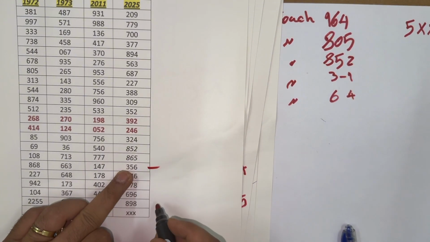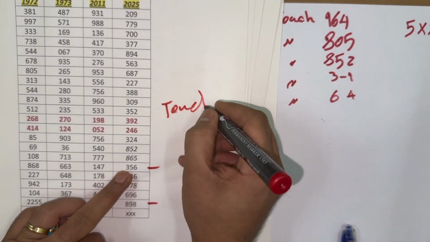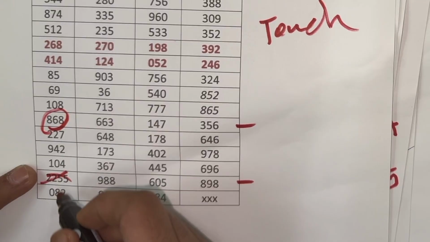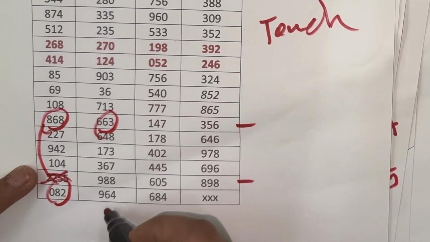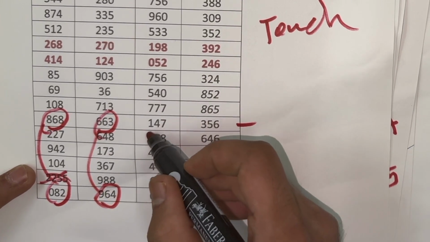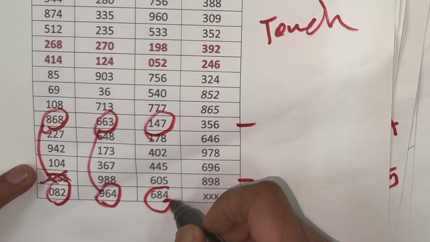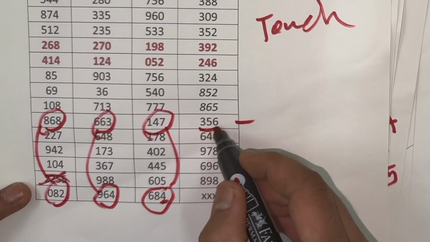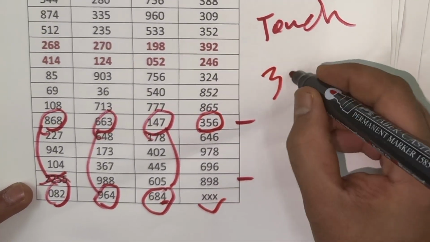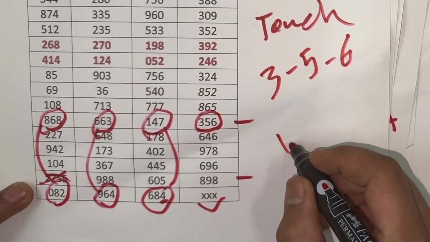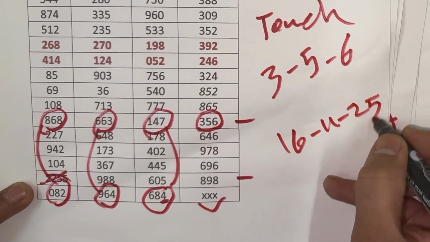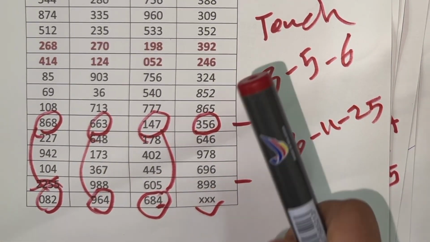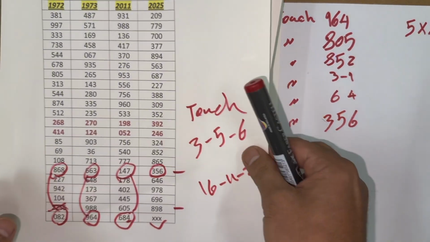So we have 2 lines of touch here. Here we have, sorry for this mistake, here we have 8 touch. Here we have 6 touch. Here we have 4 touch, 147, and this one, as you can see. And here 3, 5, 6 for the coming draw. 3, 5, 6 for L16. Right. So 3, 5, 6. Let's go to the next one.